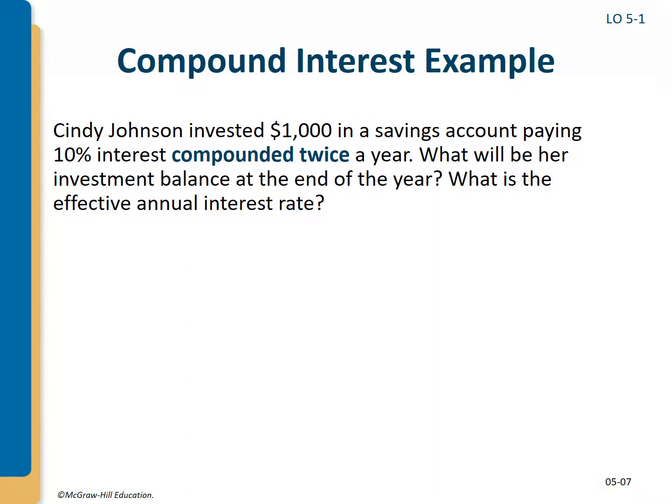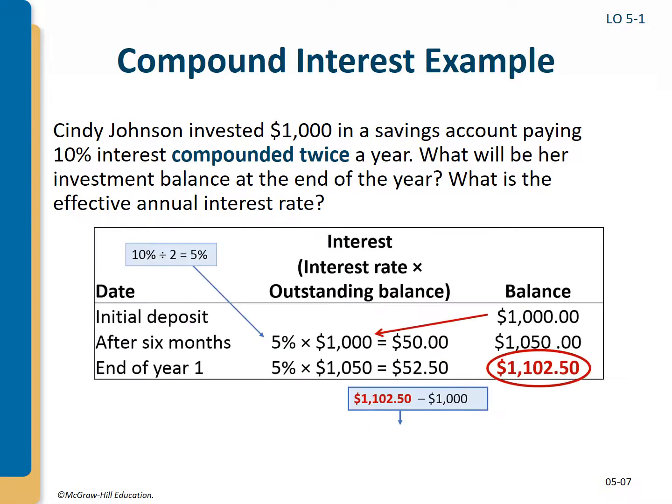For instance, Cindy Johnson invested $1,000 in a savings account, paying 10% interest, compounded twice a year. What will be her investment balance at the end of the year? So, first let's do that. Take the initial deposit of $1,000. The annual interest rate is 10%. So every 6 months we will calculate interest using 5%. 5% times $1,000 is $50. So the first 6 months she earns interest of $50.